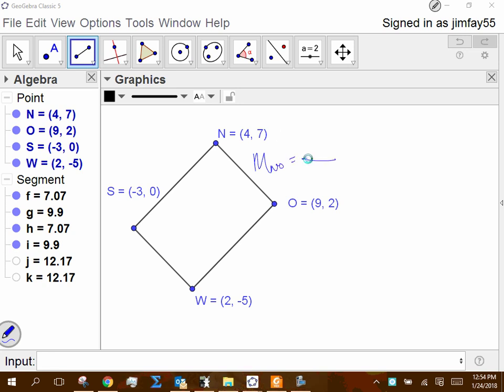Hopefully you guys realize that when we have the picture written this way, it's really easy to find slope. Take your y's, 7 and 2, subtract them. Take your x's, 4 and 9, and subtract them. And I get 5 over negative 5, right?